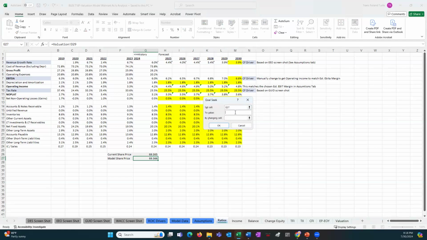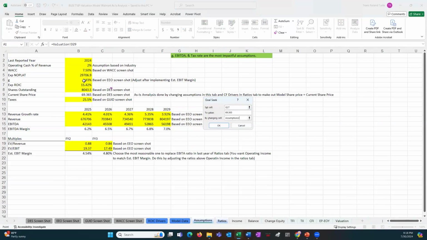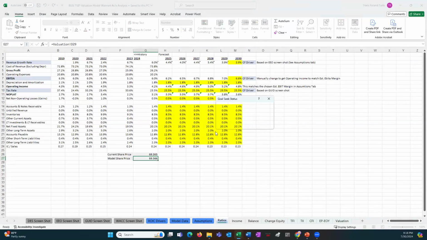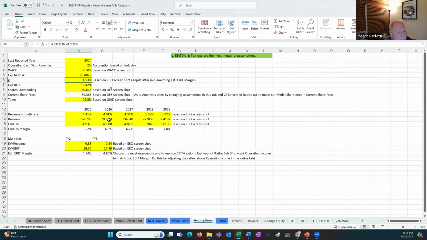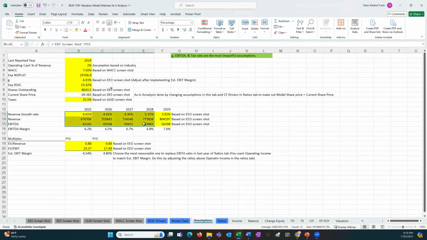Get this to 69.365. Let's grab our correct column. There we go. Great. All right. Yeah, still 4.93. So slightly different, but incredibly similar assumptions. Obviously, this is pulled from our screenshots. I have little notes next to here showing exactly where we got them.